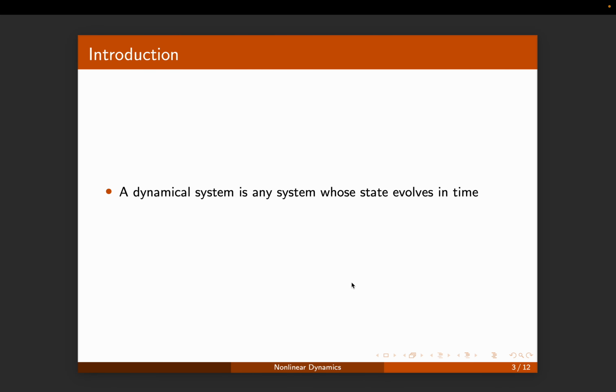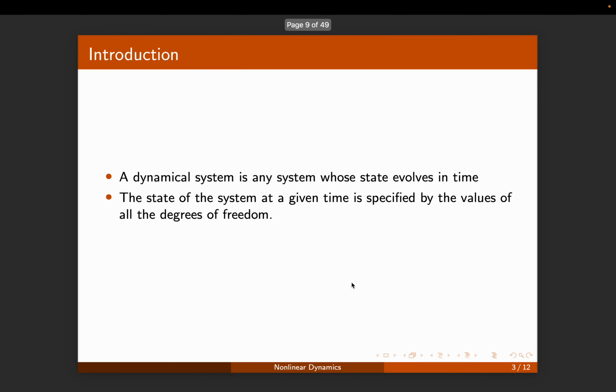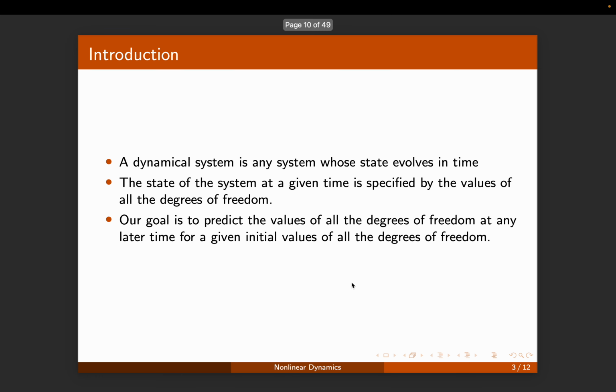A dynamical system is any system whose state evolves in time. The state of the system at a given time is specified by the values of all the degrees of freedom. Our goal is to predict the values of all the degrees of freedom at any later time for given initial values of all the degrees of freedom.